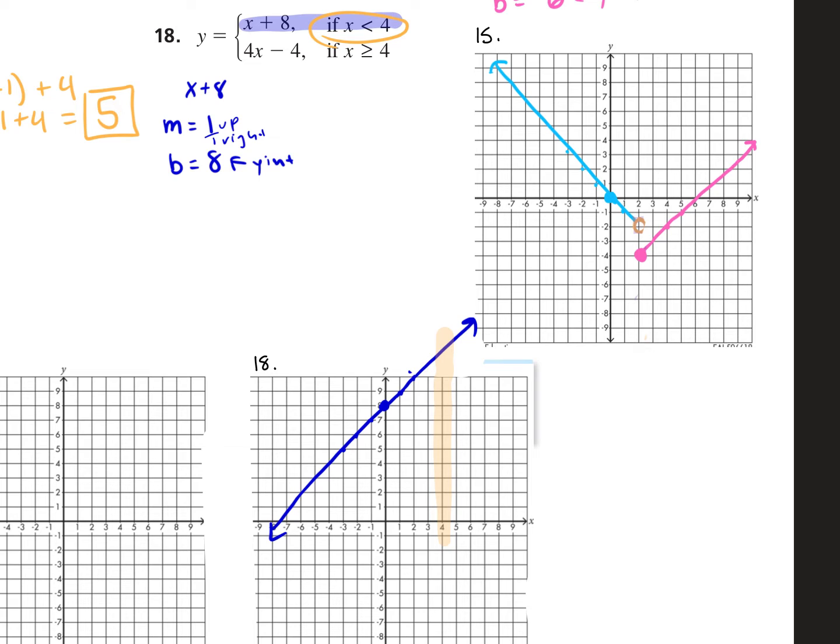If x is less than 4, which part do I need to keep? To the left. These values are less than 4. 3, 2, 1. I want to keep this part. I keep everything that's less than 4. So I erase everything else to the right. And I can erase my wall there too.